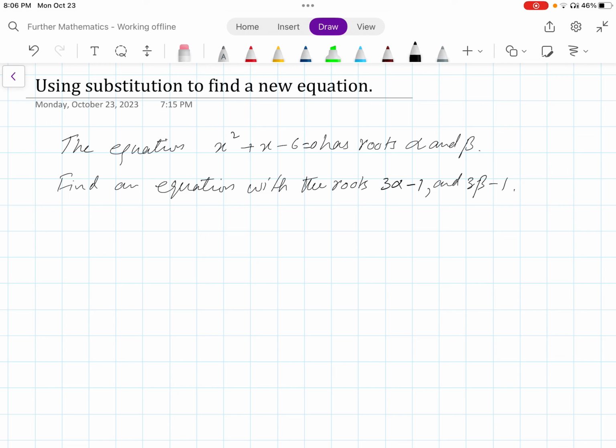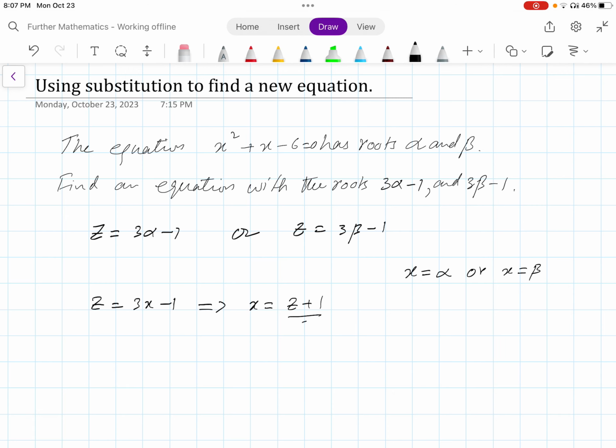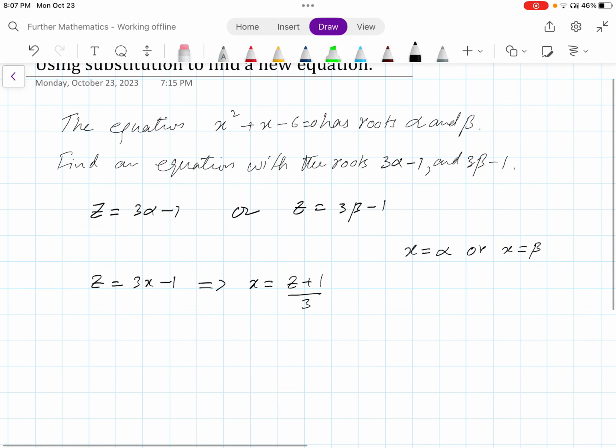Since there is a new variable involved, we can say z equals 3 alpha minus 1 or z equals 3 beta minus 1. Since alpha and beta are the roots of the given equation, these are basically x values. So x is either equal to alpha or equal to beta. We can replace x in the relation here. So z equals 3 times x minus 1. This gives you x equals (z plus 1) over 3. We have to substitute this in the original equation.